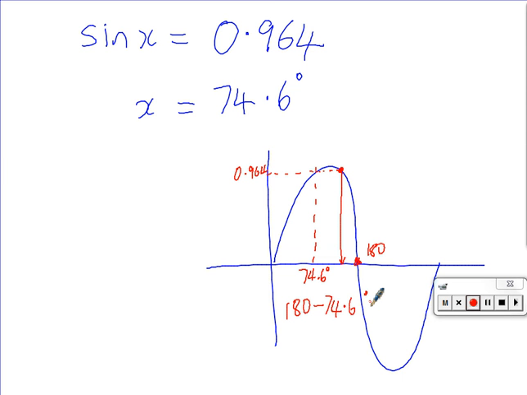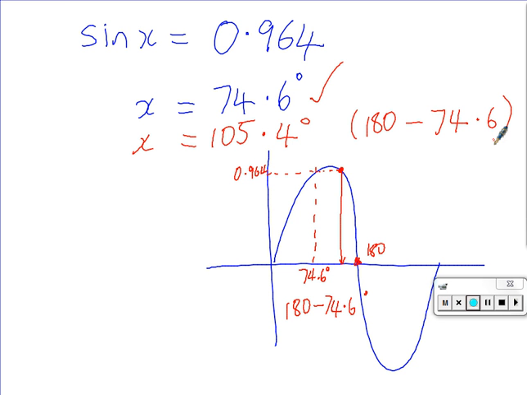Later chapters will deal with this in detail, but what that does tell us is that another possible angle for x is 105.4 degrees. Just to summarise, what you need to know is that there are two possible angles whenever we get sine x equals something, and you need to be able to know or remember that we can find the other one by doing 180 take away 74.6.